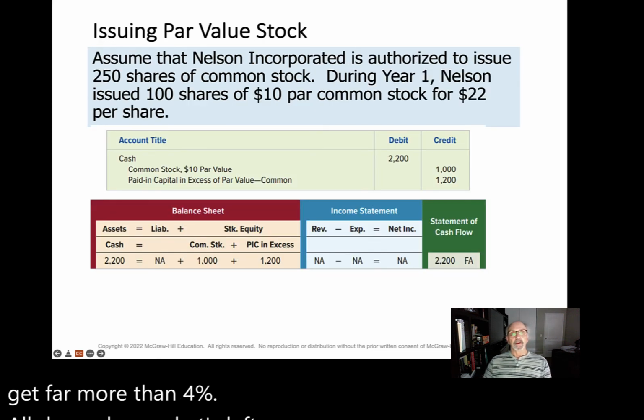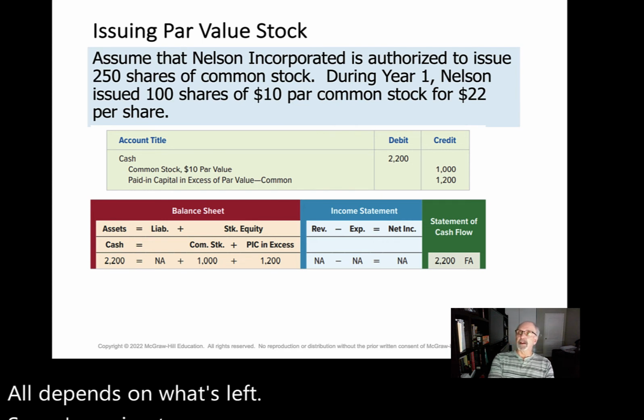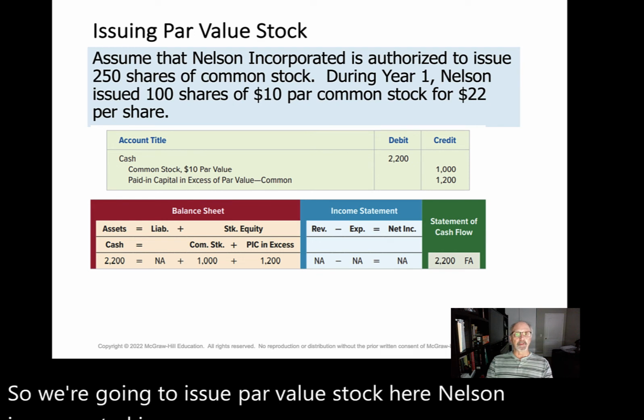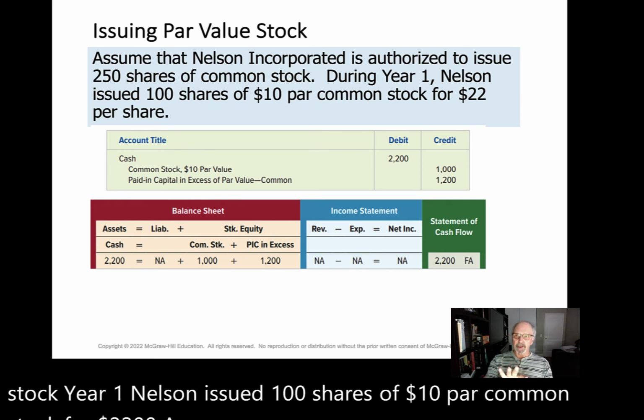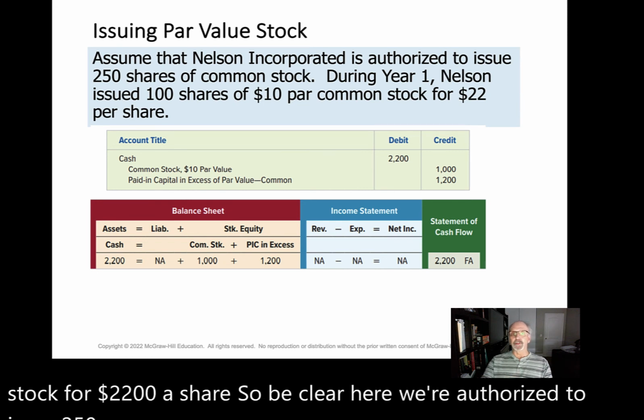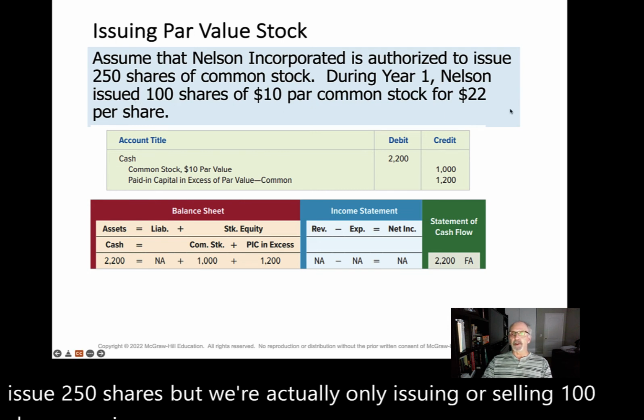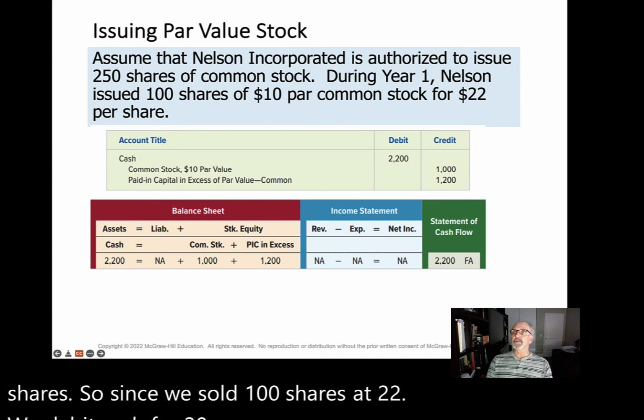So we're going to issue par value stock here. Nelson Incorporated is authorized to issue 250 shares of common stock. Year 1, Nelson issued 100 shares of $10 par common stock for $22 a share. So be clear here, we're authorized to issue 250 shares, but we're actually only issuing or selling 100 shares. So since we sold 100 shares at 22, we debit cash for $2,200.